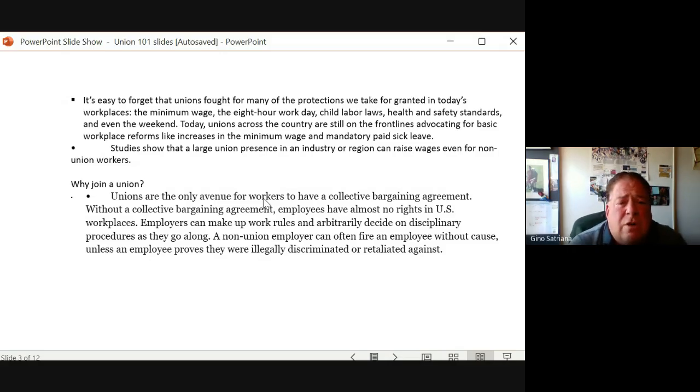It's easy to forget that unions fought for many protections. Let's just talk about Labor Day and Memorial Day. Back in time, people weren't being allowed to take those days off. Well, the unions actually pushed to get those federal holidays off and paid. Unions also protect the workplace with minimum wage, 8-hour workdays, child labor laws, and safety standards, helping make sure the law is followed.